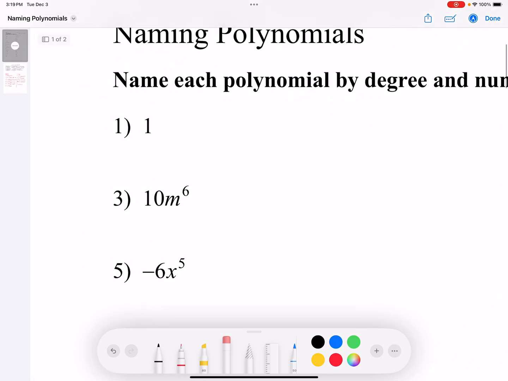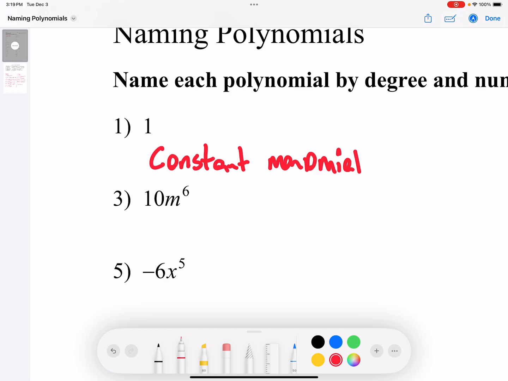So just to do a few examples from your worksheet, number 1 is 1, which is just a constant. So we would call that a constant monomial. And then for number 3, because the exponent is 6, that would be the 6th degree. And it's a monomial still.